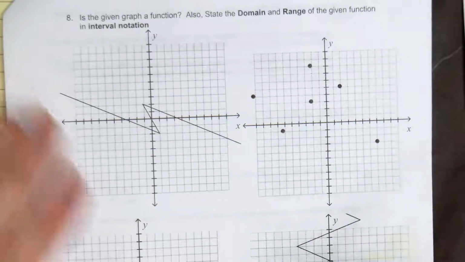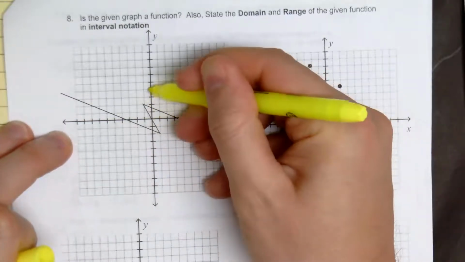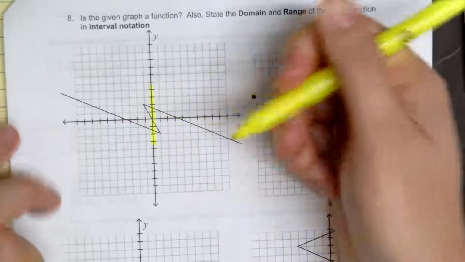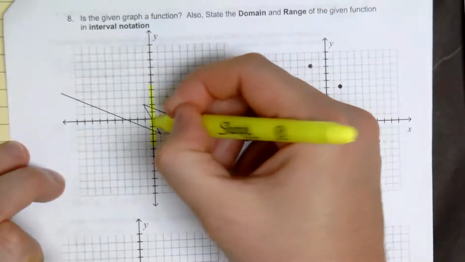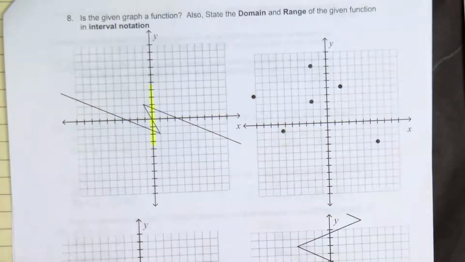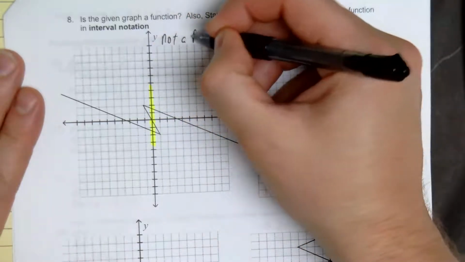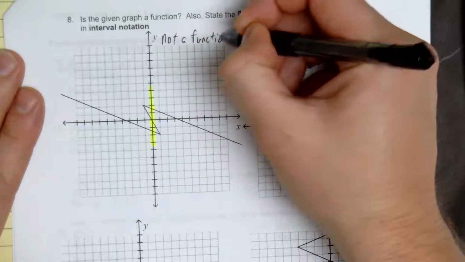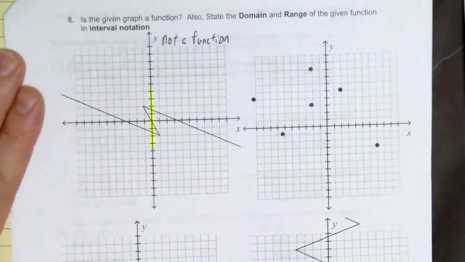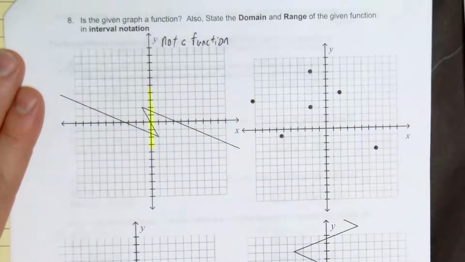Right here, let's just do the vertical line test. As you can see, it crosses through multiple points, more than one, so the first one is not going to be a function. It's not a function. It also states the domain and range.